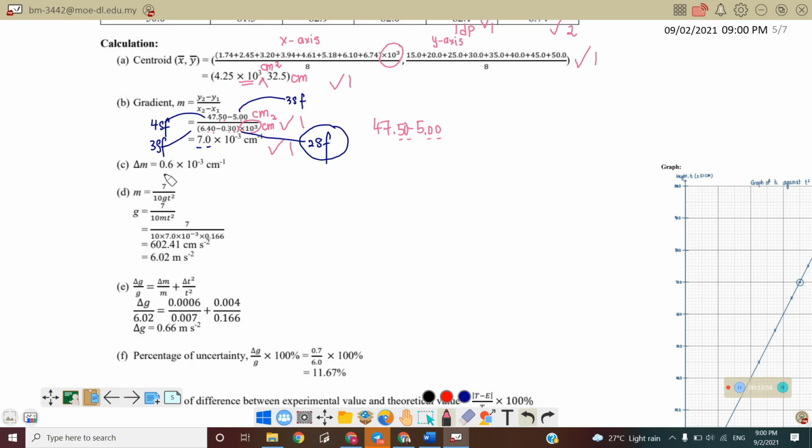Okay, next, the uncertainty of the gradient is given. So you just copy down, then you write 0.6 times 10 to the power -3 per cm. So you will get another mark for your uncertainty.